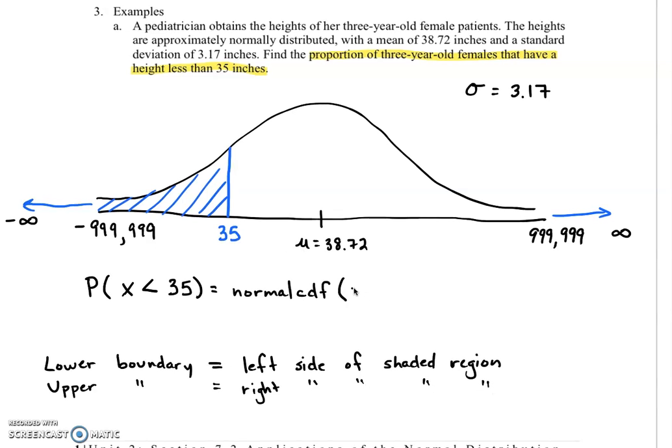So in this case, our lower boundary is negative bunch of nines. And I'm going to write that without the commas so we don't confuse things. Our upper boundary is the right side of our shaded area, so that's 35. Then we need to give it the mean, and we need to give it the standard deviation. So let's pull up the calculator and see what that looks like.